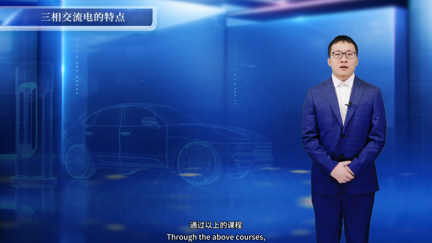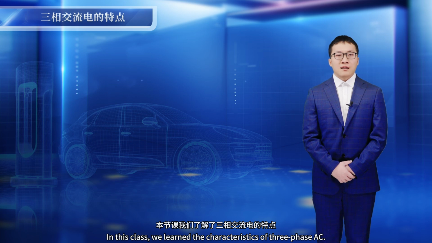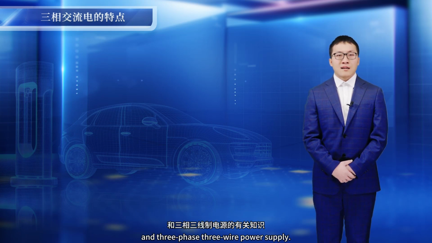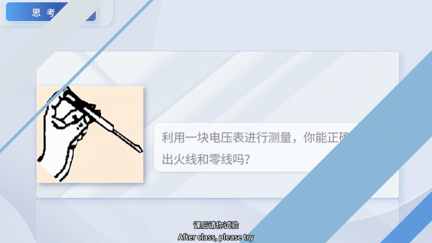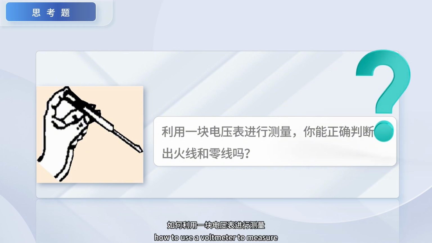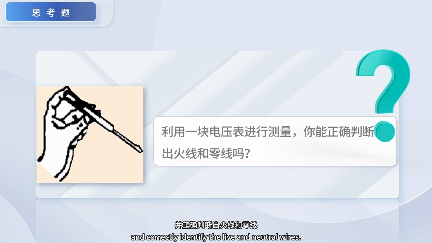Through the above courses, have you already had a preliminary understanding of three-phase AC? In this class, we learned the characteristics of three-phase AC. Please think more after class about the three-phase four-wire system and the three-phase three-wire power supply. After class, please try how to use a voltmeter to measure and correctly identify the live and neutral wires.